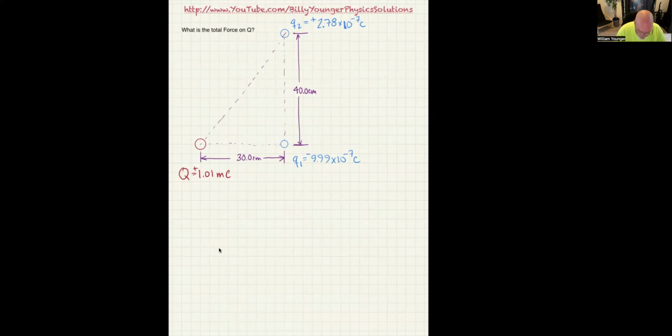It says, what is the total force on Q? That means the capital Q. Notice I have a capital Q in the bottom left. I have a lowercase q1 in the bottom right, and then a lowercase q2 in the top. And what I'd like to calculate is the total force on capital Q.